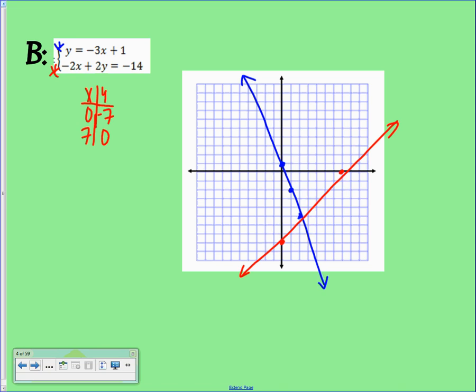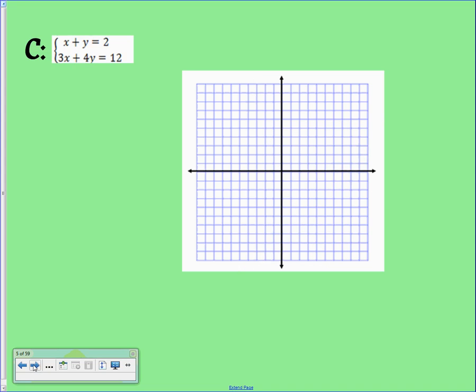So again, your answer is where those two lines intersect. So it looks like mine is at 3, maybe not even 3, maybe 2.2, and negative 1, 2, 3, 4, 5, negative 5. So again, not necessarily the most accurate method, but as long as your ordered pair matches your intersection, we should be good. And you should be getting things that are pretty close to mine.